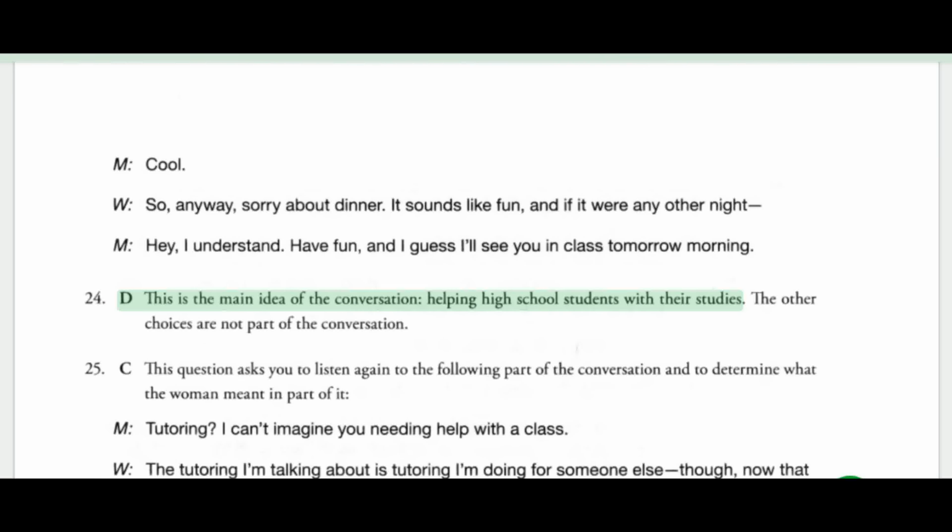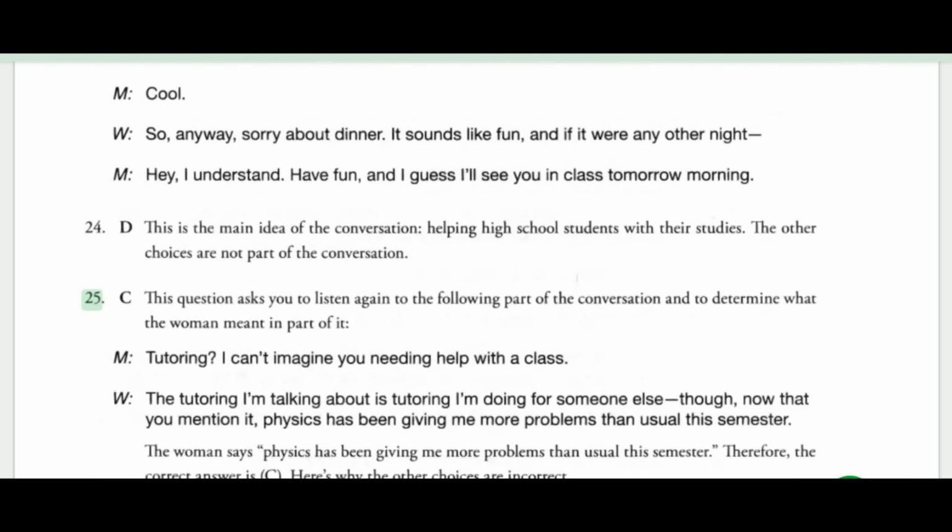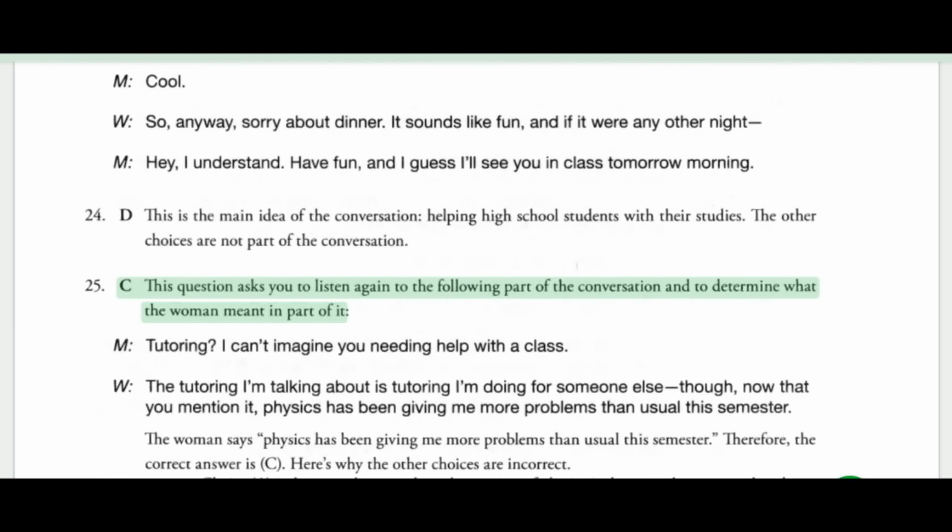24. D. This is the main idea of the conversation, helping high school students with their studies. The other choices are not part of the conversation. 25. C. This question asks you to listen again to the following part of the conversation and to determine what the woman meant in part of it.